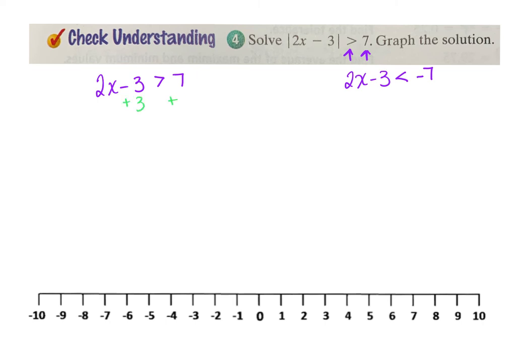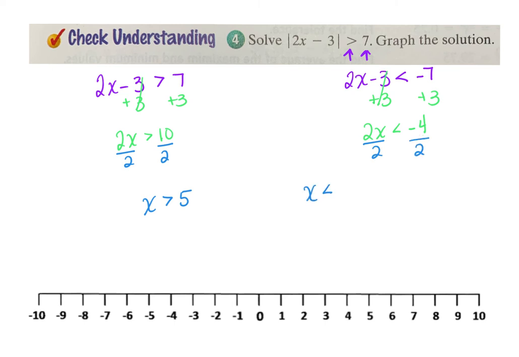You add your 3, 2x is greater than 10, divide by 2, I get x is greater than 5. Do the same thing over here. Add 3, 2x is less than negative 4, divide by 2, and I get x is less than negative 2.